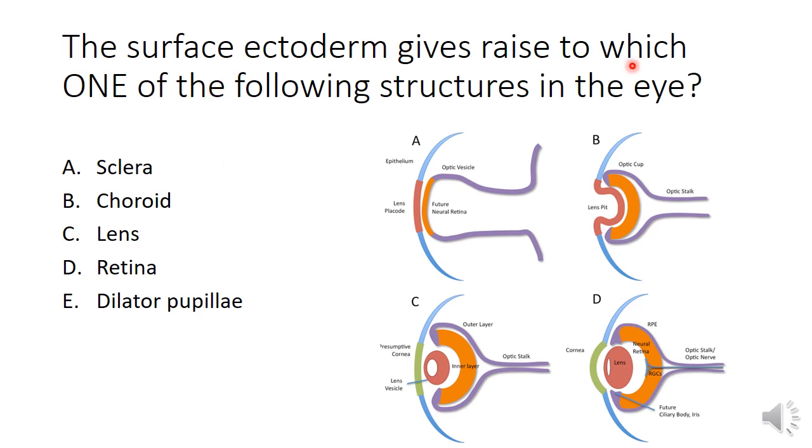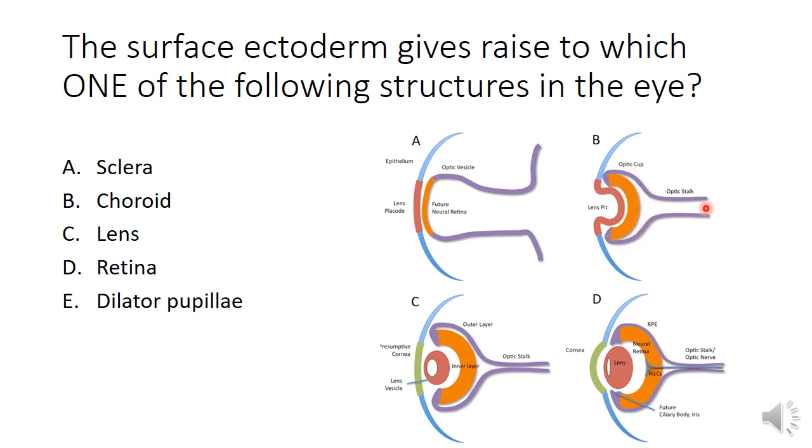The surface ectoderm gives rise to which one of the following structures? Is it sclera, choroid, lens, retina, or the dilator pupillae? From this picture, you can see the surface ectoderm, which gives rise to part of the eye. It is the lens. Okay, so you can see the lens.